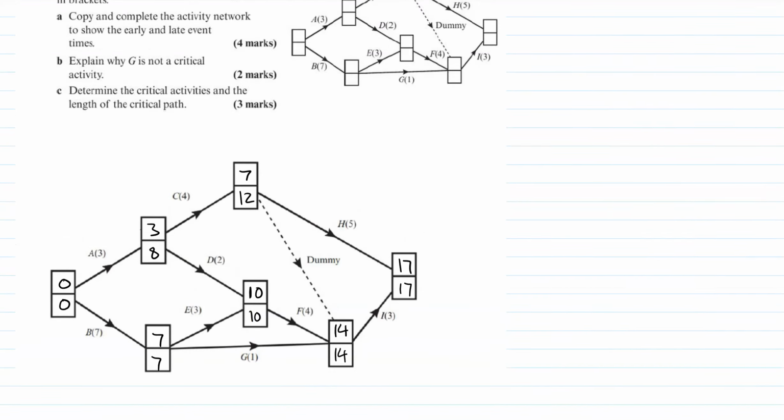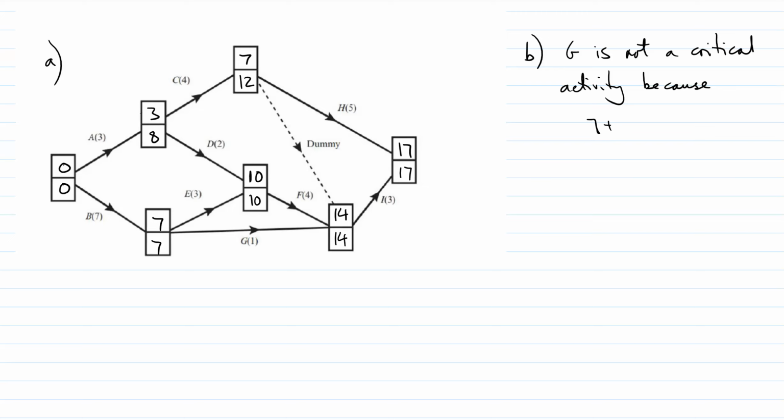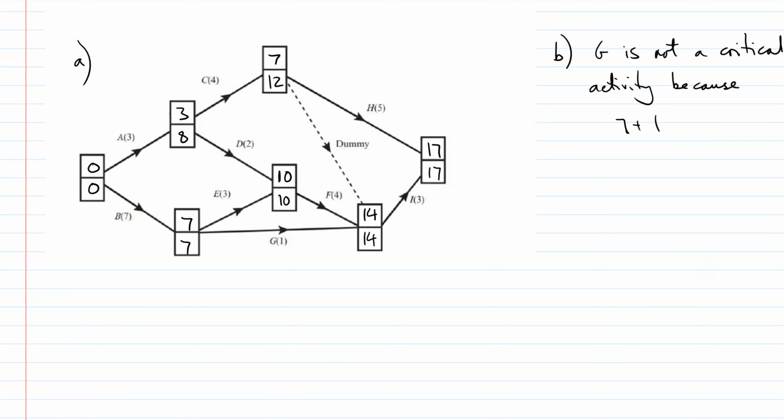Then we've got: explain why G is not a critical activity. So this is part A here, part B. G is not a critical activity because the 7 plus the 1, i.e. 7 plus 1, equals 8. Or you could say 7 plus 1 does not equal 14.